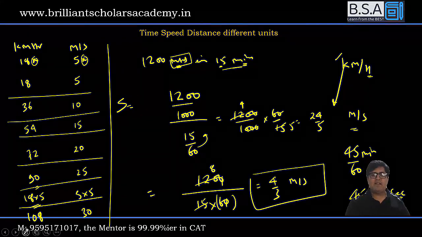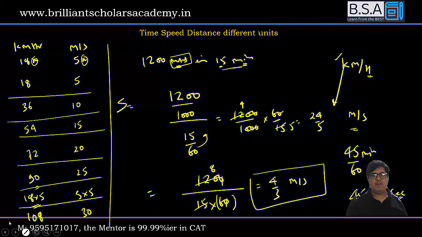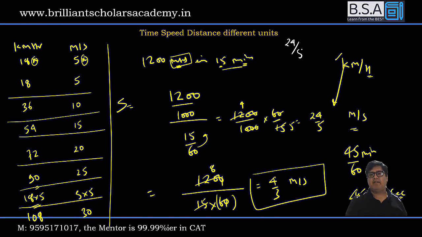Now let me see if the conversion factor works. What is kmph? 24 by 5. To convert that into meter per second, what do I need to multiply? I need to multiply by 5 by 18. Now meter per second. See, cancel, cancel. 6 into 4, 6 into 3. Yes, the formula, or the ratio, perfectly works.